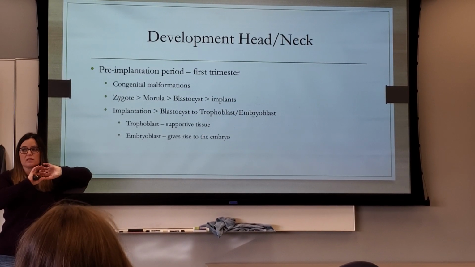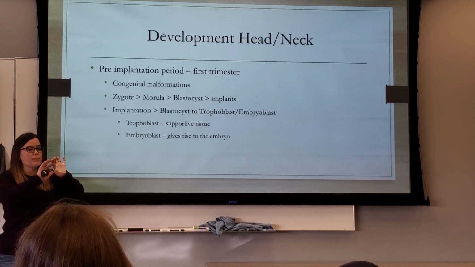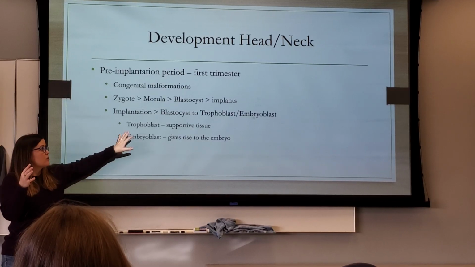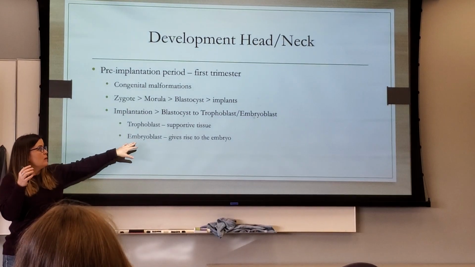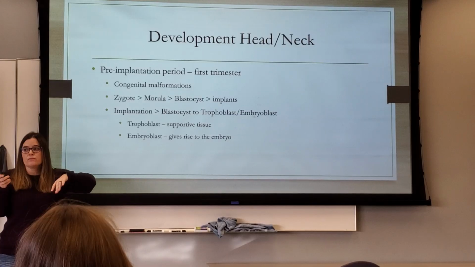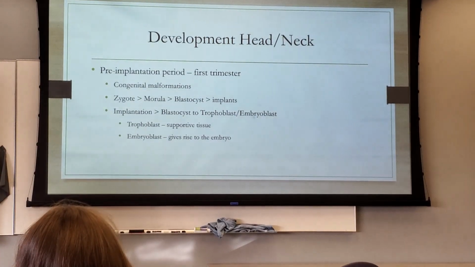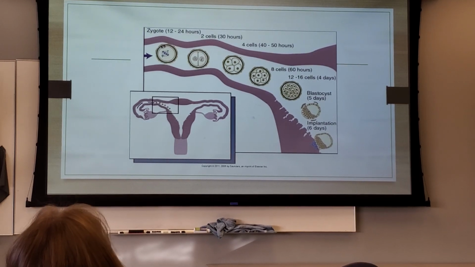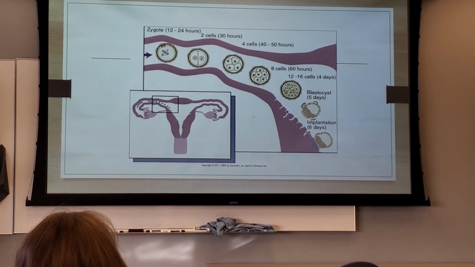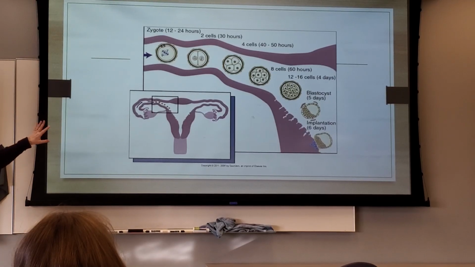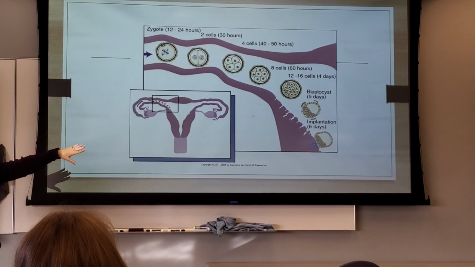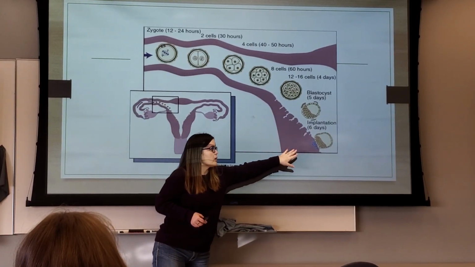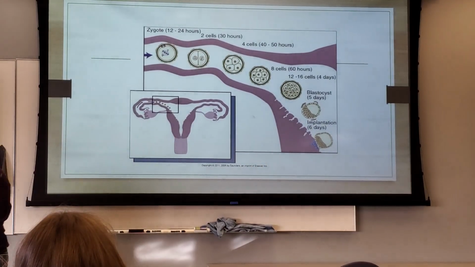So we're still cells at this point, but they start to separate out from being a ball of cells to separate cells on the outside of it. Trophoblast is the supportive tissue. Embryoblast is going to be the embryo. Again, that's all within our pre-implantation period. We go from a zygote, we start separating out the cells, and we go to multiple cells all the way down until we get to implanting into the uterus. And this is where you get the trophoblast and the embryoblast, based on the separation of those cells.